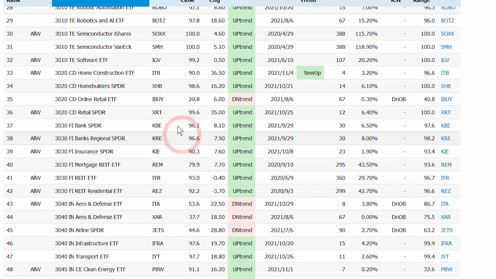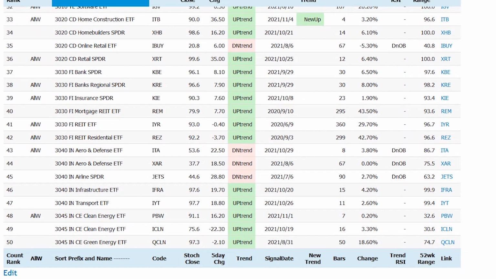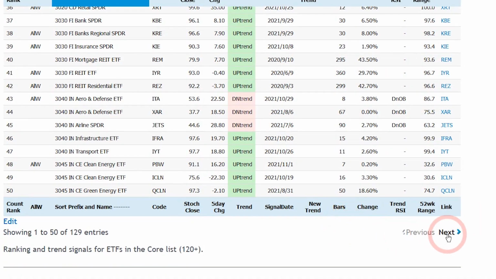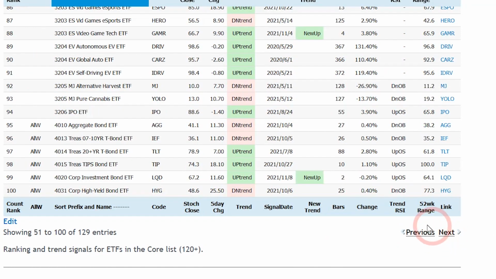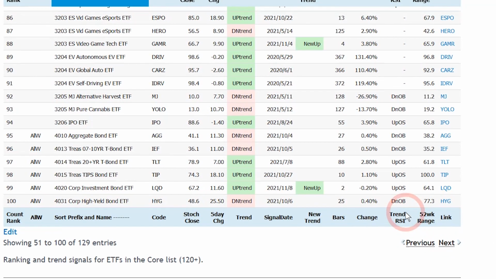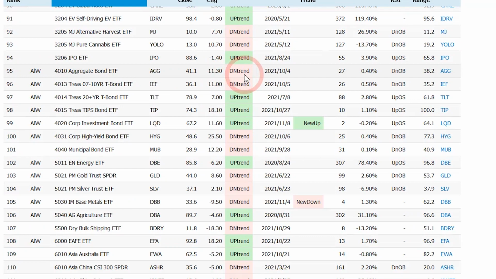That would be the online retail ETF. XRT is in an uptrend. The finance-related ETFs are strong: regional banks, insurance, mortgage REITs. The defense ETFs are relatively weak. And then if we scroll down further, we will get to bonds. Bonds are a real mixed bag. We've got some uptrends and we've got some downtrends.